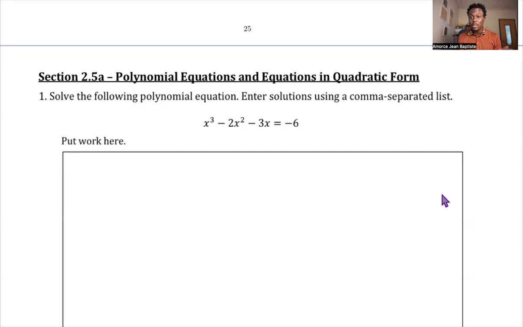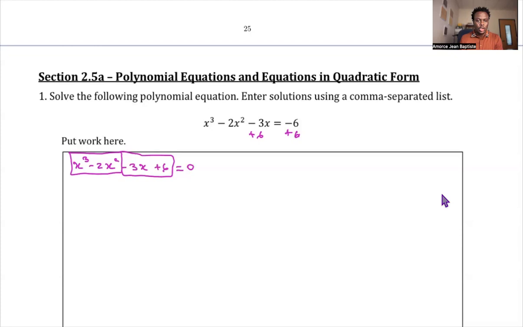We can attempt to use solving by factoring, which starts by moving all the terms on one side of the equality sign. So let's add 6 on both sides. So the equation becomes x to the third minus 2x squared minus 3x plus 6 equals 0. So we can make two groups. That's the first group, and that can be the second group.